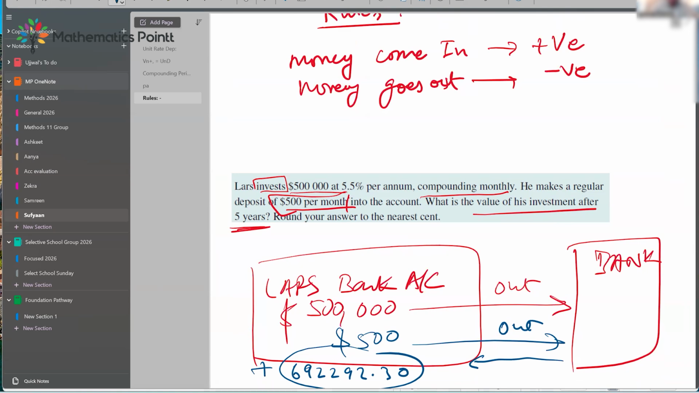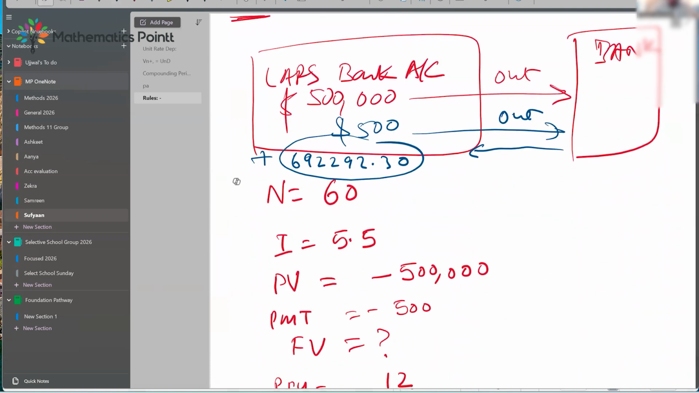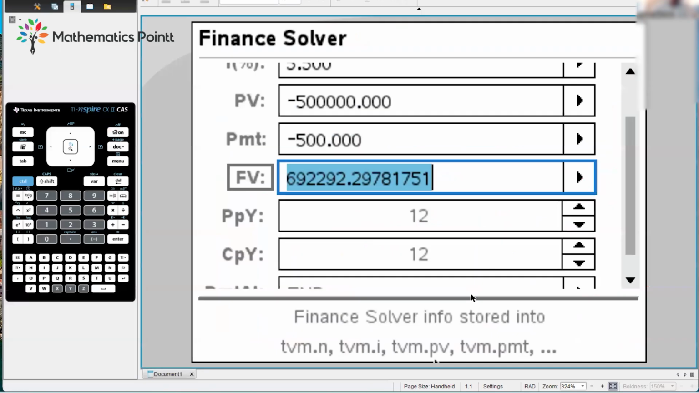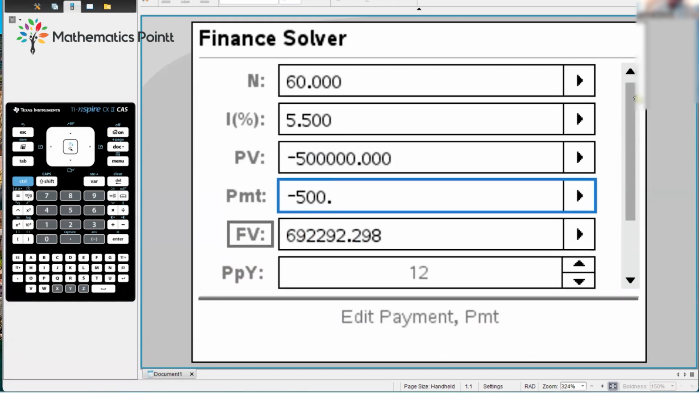All right. But how are we telling the CAS that the future value is at 5 years? Like, how does it know that? N value is 60, 12 times 5. He's making 12 payments in a year for 5 years. N value is 60.